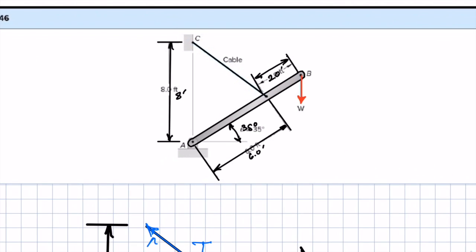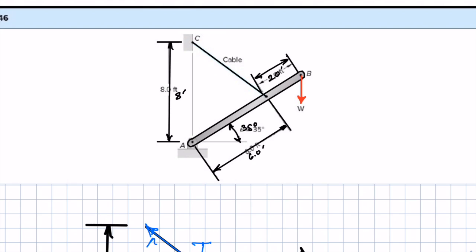We have this cable, we have a pin at point A, we have a weight hanging down from point B. The assumption is that the beam has negligible weight with respect to the weight on the end of the beam. Okay, so what we're asking for here is the tension in the cable and the reactionary forces at A. Alright, so the usual steps. First, make a free body diagram.